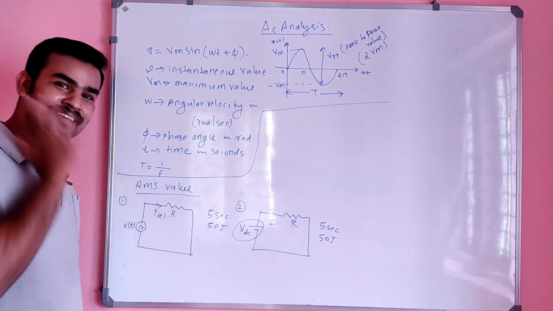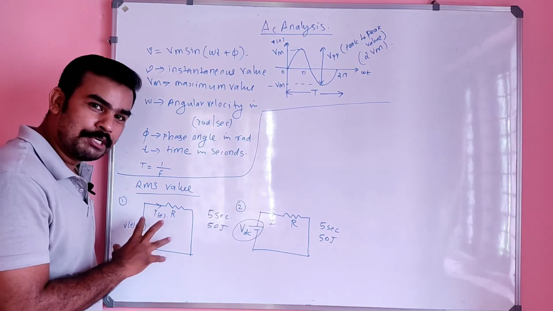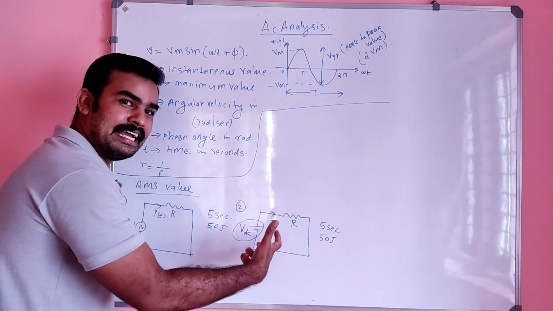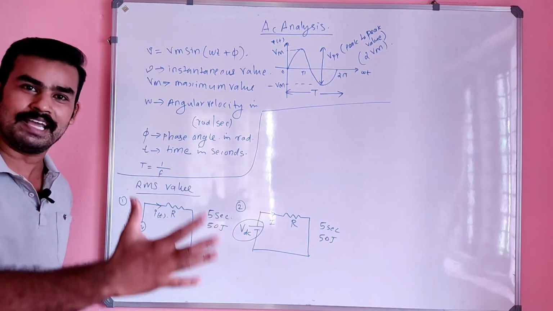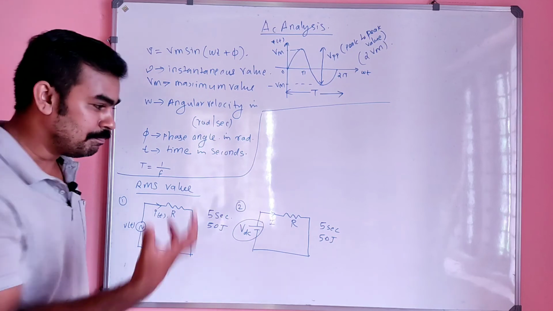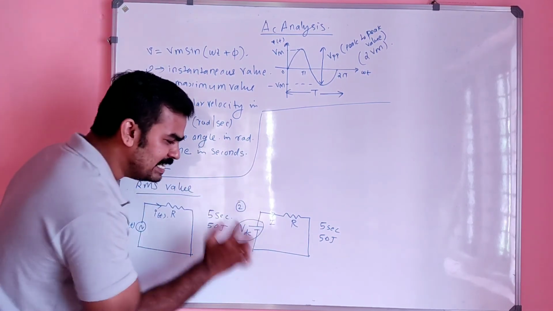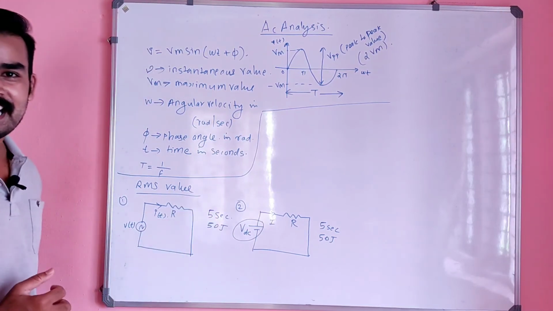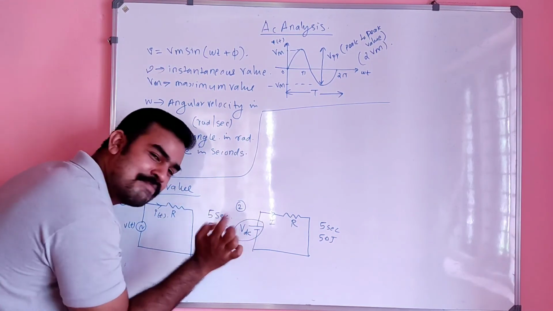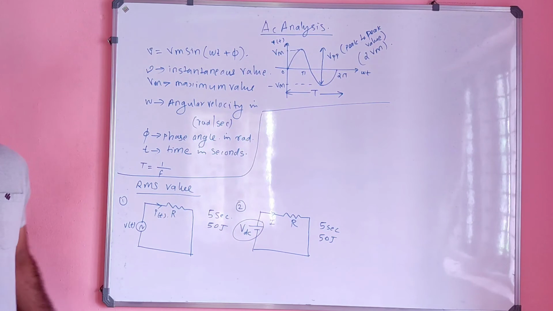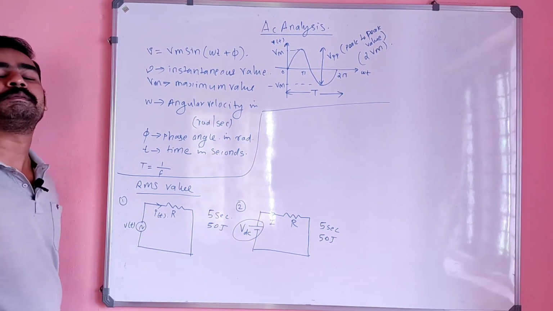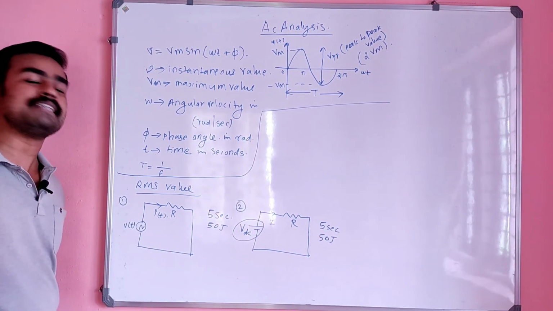This is the feeling. Now, you applied an AC circuit. In the second case, you applied a DC circuit with the same R value and the same time period, in order to produce the same heating effect. How much DC do you have to apply? That DC value is termed as the RMS value, right?